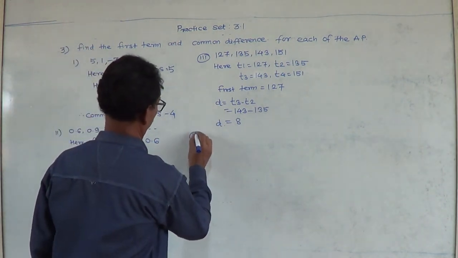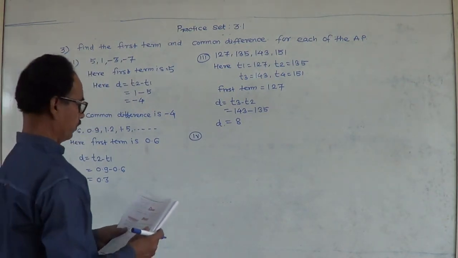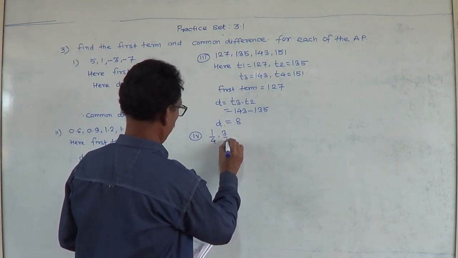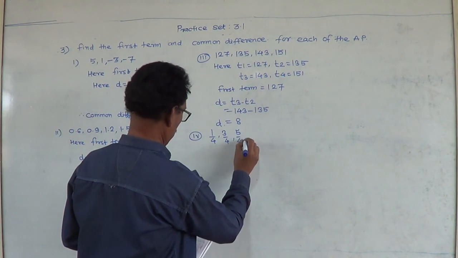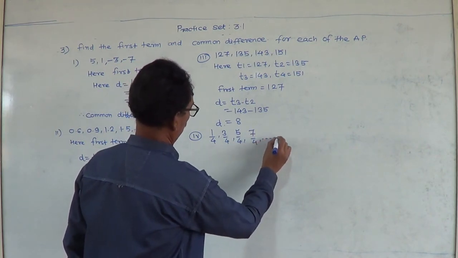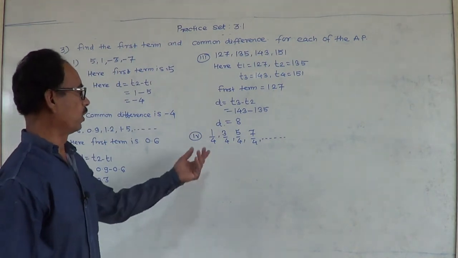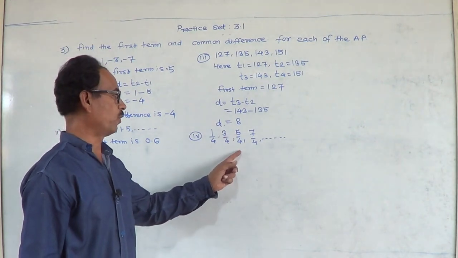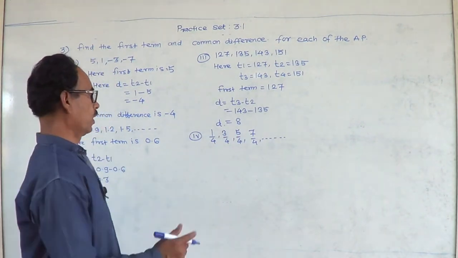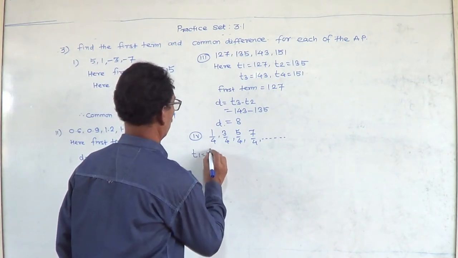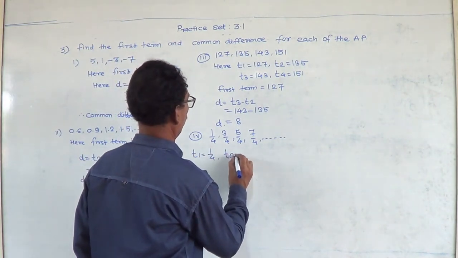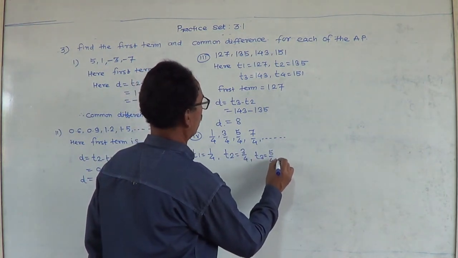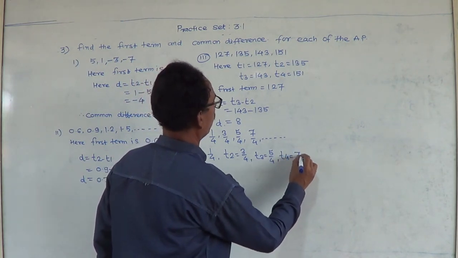Number 4. Here fourth example we have given AP is 1 by 4, 3 by 4, 5 by 4, 7 by 4. So here T1 is 1 by 4, T2 is 3 by 4, T3 is 5 by 4, T4 is 7 by 4.